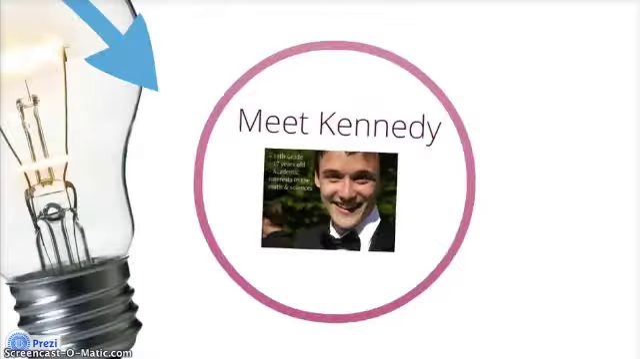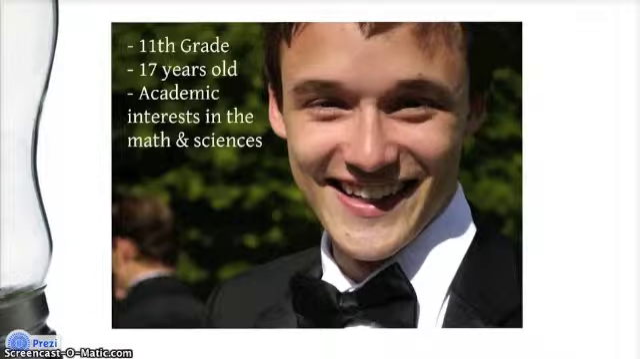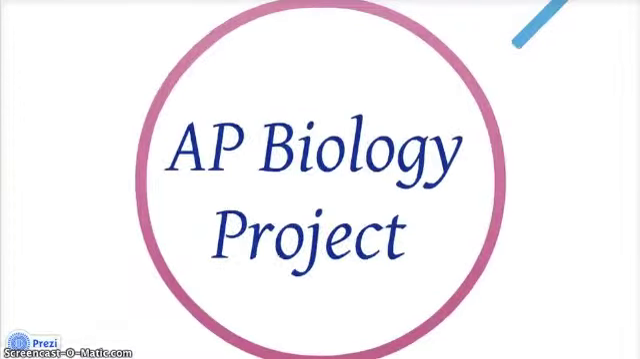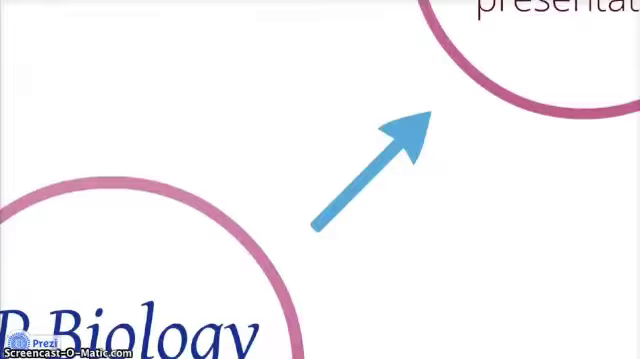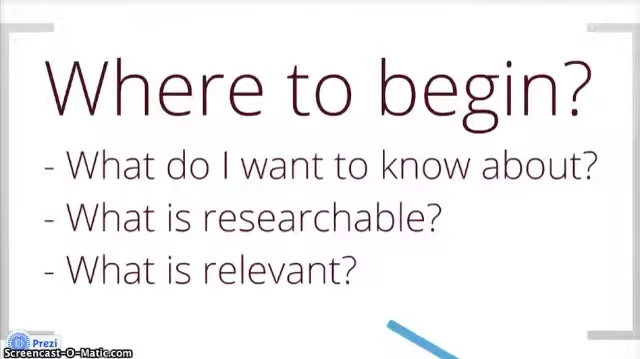Meet Kennedy. Kennedy is a semi-experienced writer, 17 years old, 11th grade, with an academic interest in the math and sciences. Kennedy has an AP biology project to do. The project consists of a term paper to be submitted to his teacher and a poster board presentation to be given to his class. Okay, where does he begin?